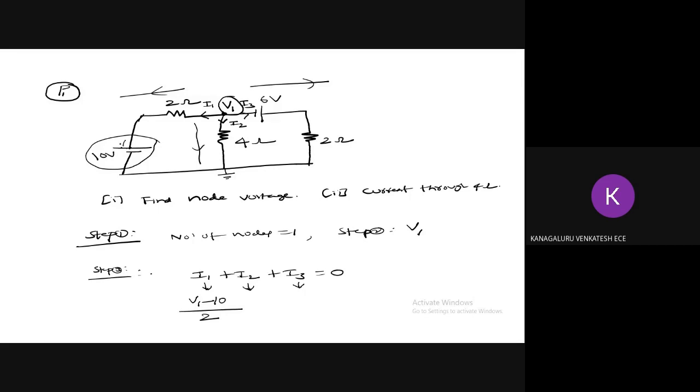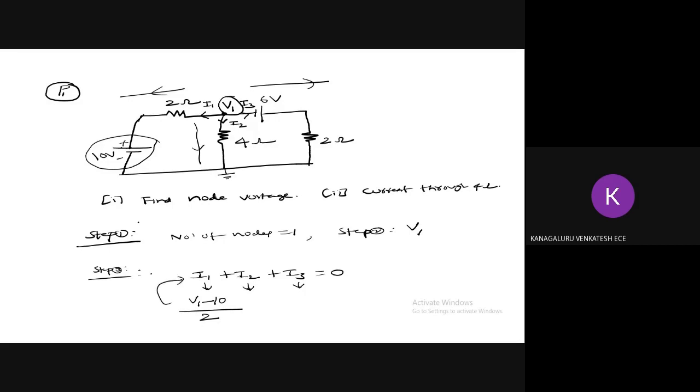If positive is connected, we should take minus here. If negative is connected, we should take plus here. Okay, V1 minus 10 divided by 2. What is this 2? Resistance. Resistance in this branch is 2 ohms. So now it is in the form of V by R. What is V by R? Your I. Okay, first branch is over.